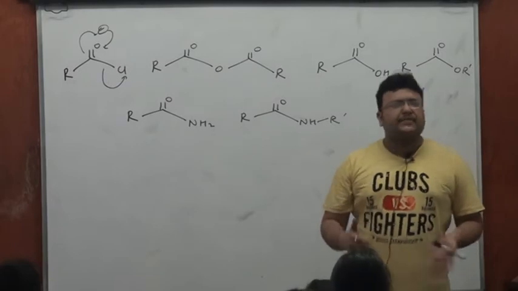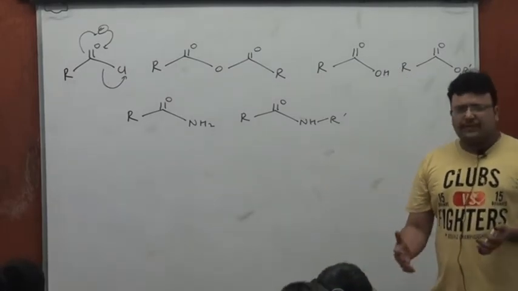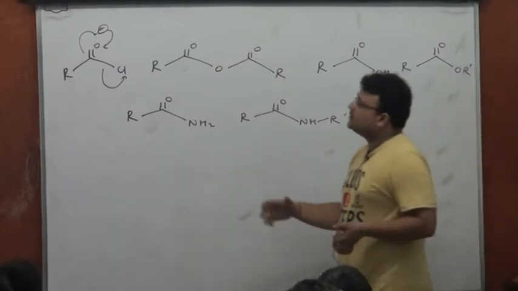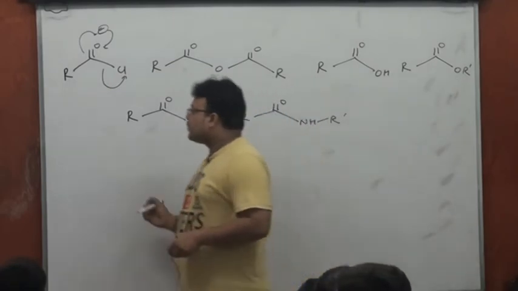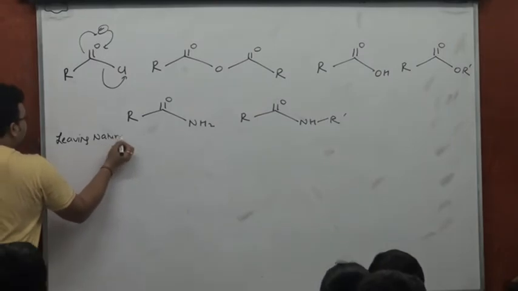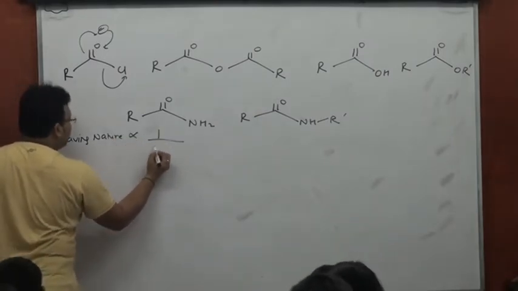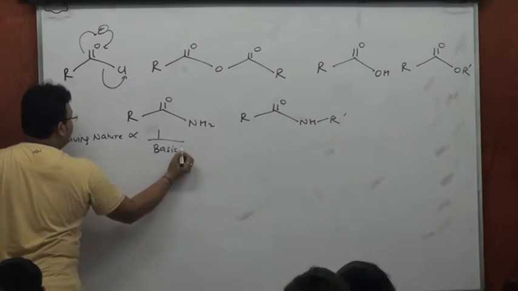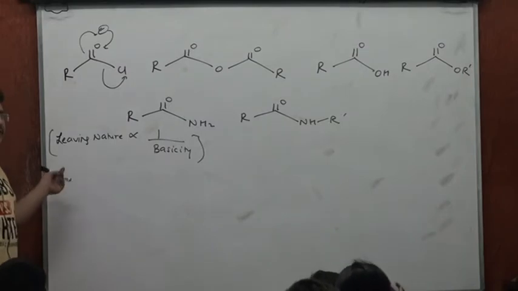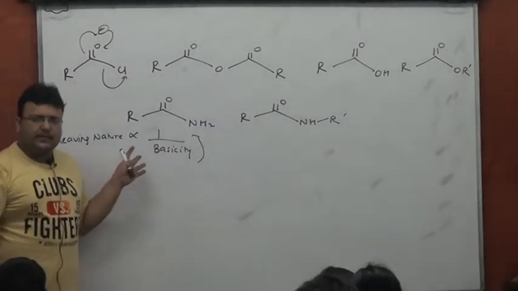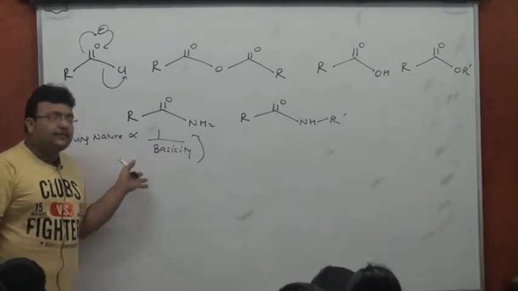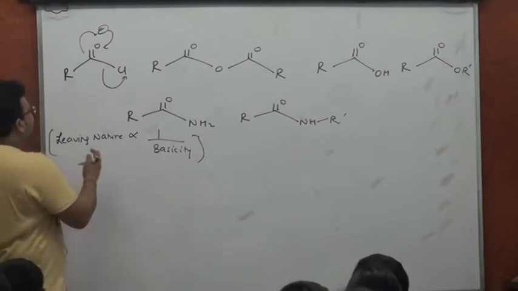And leaving tendency being antagonistic to basic behavior, things which I have told you before: basic nature is to donate a pair of electrons, leaving tendency is to come out with a pair of electrons. And because you know that leaving nature or leaving tendency is kind of inversely related to basicity, to find the order of leaving tendencies, maybe I have to fall upon the order of basicity, and again to find the order of basicity, maybe I'll have to fall upon the acidity of the corresponding acids. So we'll want to do it that way only.